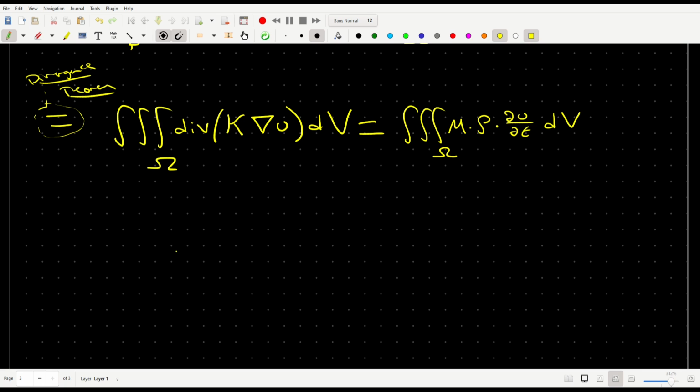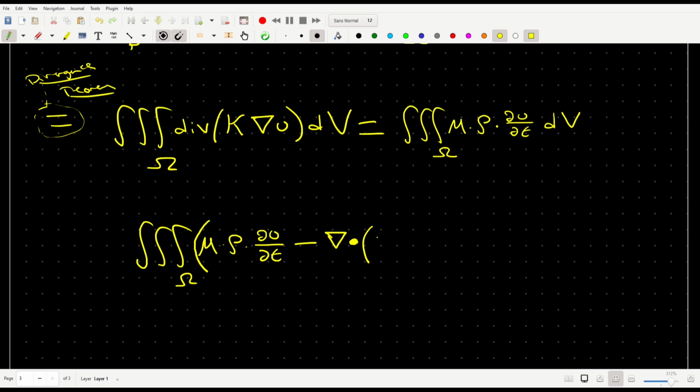And we can rewrite this a little bit as the triple integral over omega of the function u times rho times the partial derivative of u with respect to t minus the divergence, where the divergence is the dot product of the gradient operator with this function right here. So it'll be k gradient of u, and this has to be equal to 0.